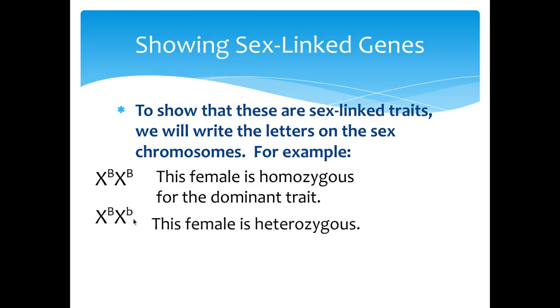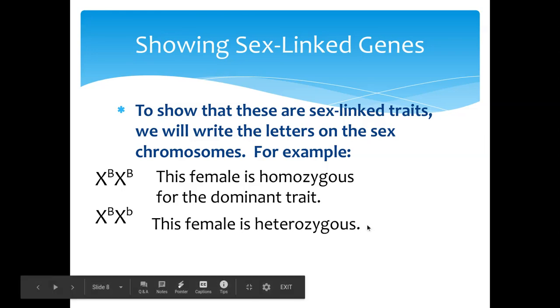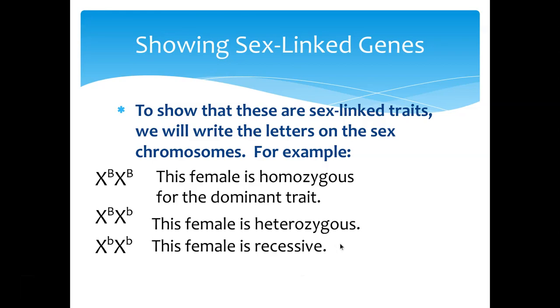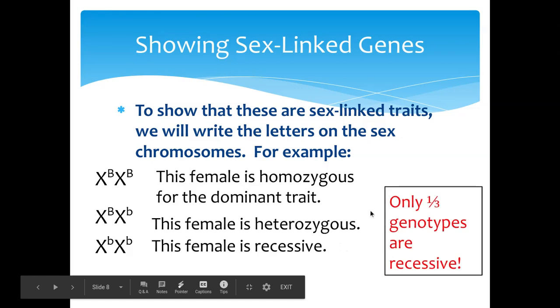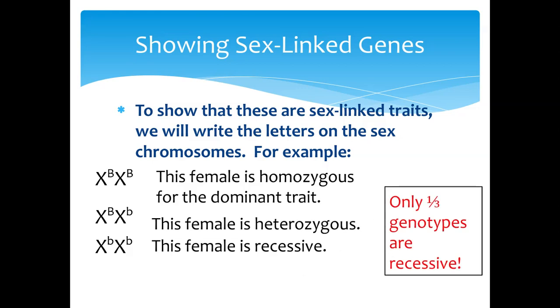So this female is homozygous dominant for the trait. In the second one, again, she's a female. We see her two X's, and she has two different alleles, the dominant allele on the first X and the recessive allele on the second X. So this female is heterozygous. She's still going to have the dominant trait just like normal. Our third female, her two X's are here. She has two alleles still, one on each X, but they're both recessive. So this third combination gives you a recessive female. Notice only 1/3 of the genotypes carry the recessive trait. So females have a 1 in 3 genotype of getting a recessive sex-linked trait.